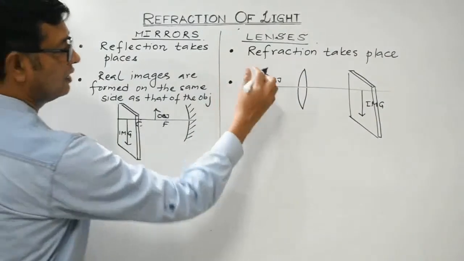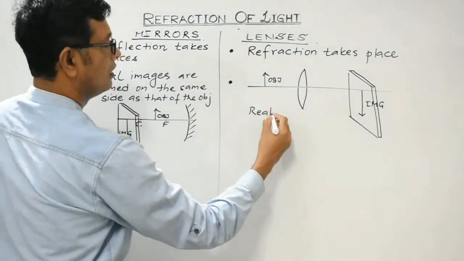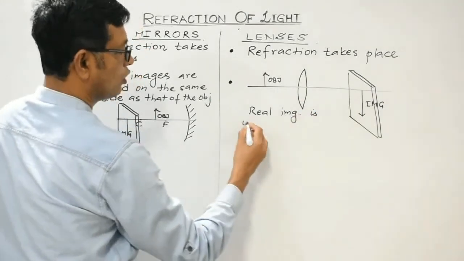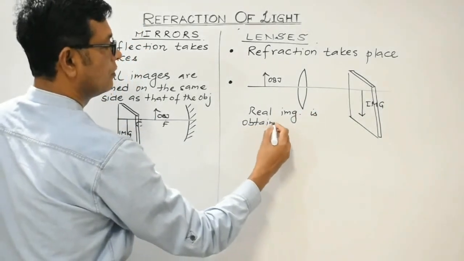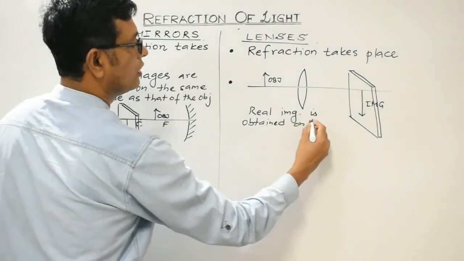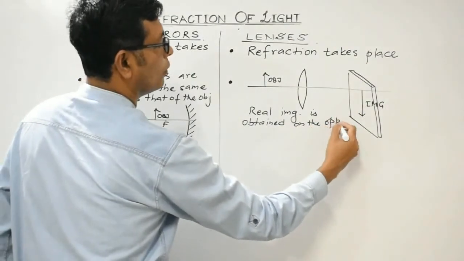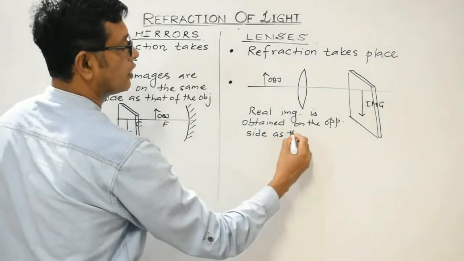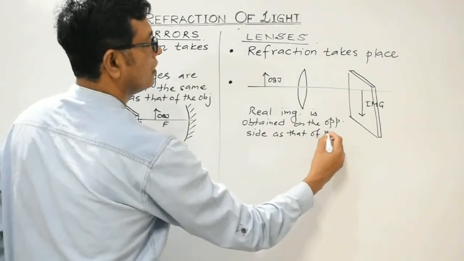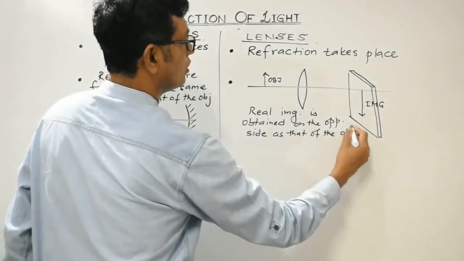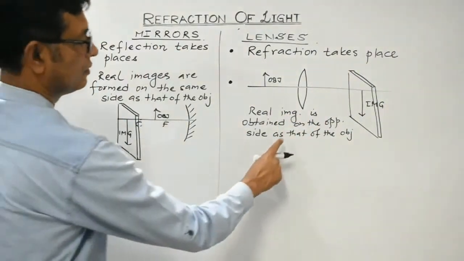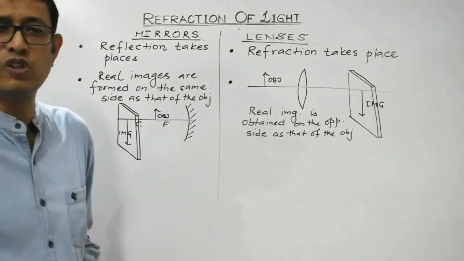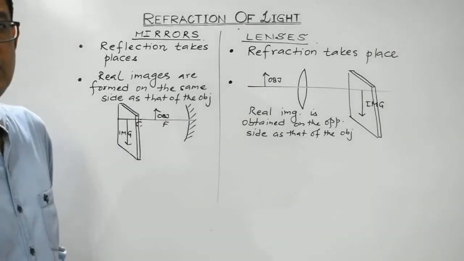In the case of lenses, a real image is obtained on the opposite side as that of the object. Opposite side of the object. Right? So this is the basic difference. There shouldn't be any sort of confusion.